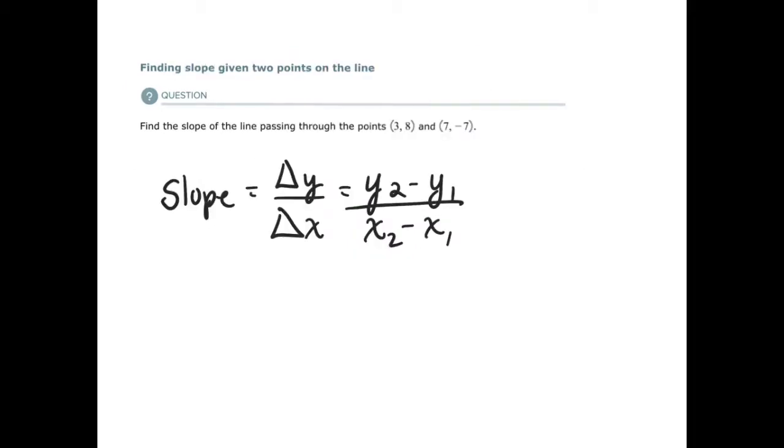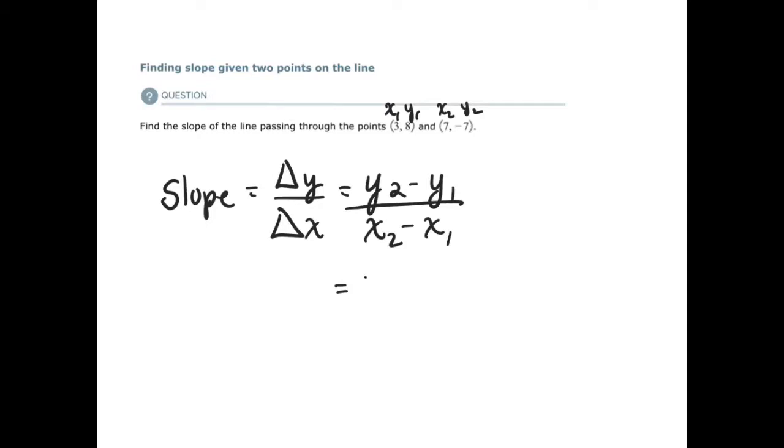When given 2 points, you can find the slope by taking the change in y and dividing it by the change in x. So we're going to label these x1, y1, x2, y2, and the order matters. So whatever you call the second coordinate has to stay the second coordinate, as well as the first coordinate.